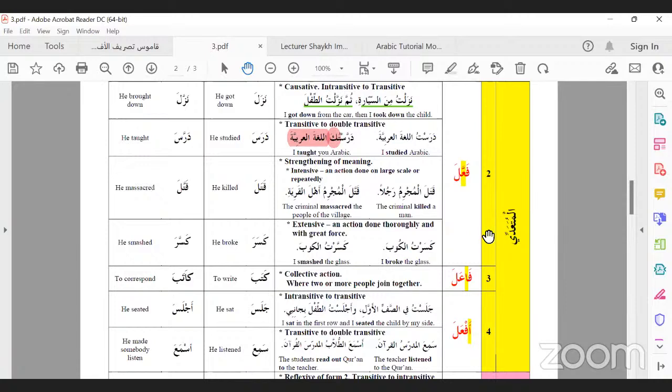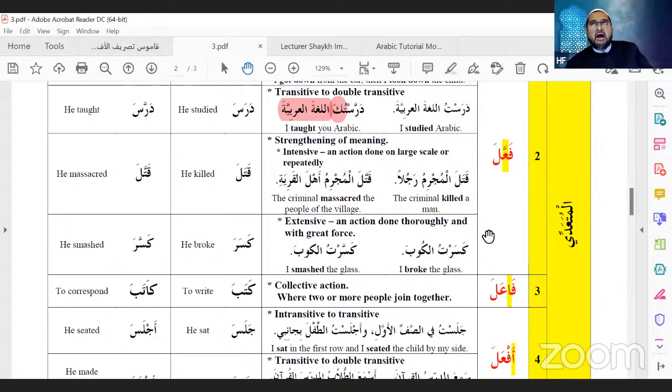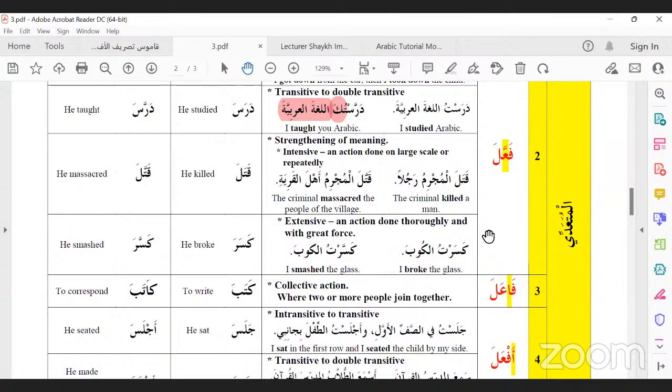So, qattala al-mujrimu rajulan. No, qatala. The first one is qatala al-mujrimu rajulan. The criminal killed a man. So he killed a man. There's no intensive action being done. He just killed a person, not severely. He killed him, that's it. There's no severity in the action itself. Next example. Qattala al-mujrimu ahl al-qaryati. The criminal massacred the people of the village. So this is intensive. Exactly.